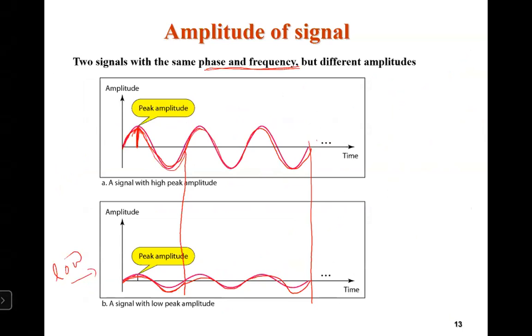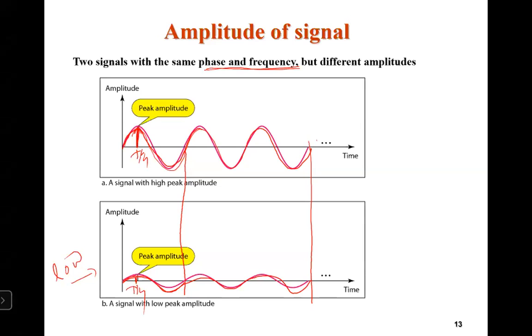And the first one peaks at T/4, and the second signal is also getting peak at T/4. So both signals have the same phase and same frequency, but their amplitude is different.